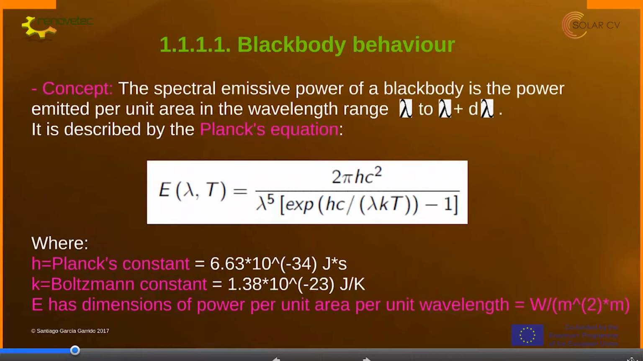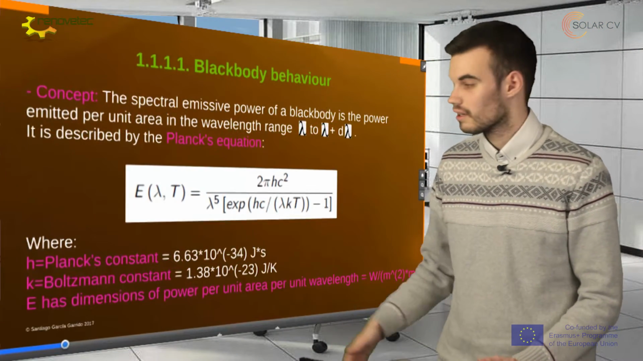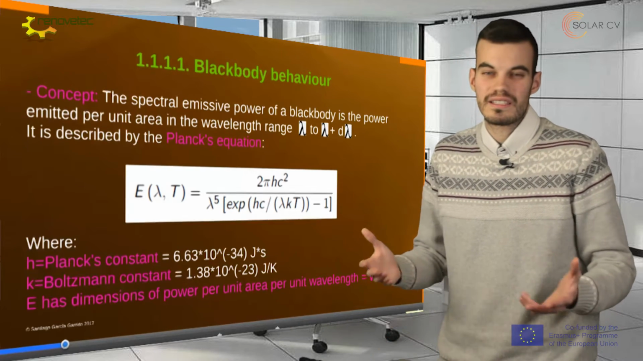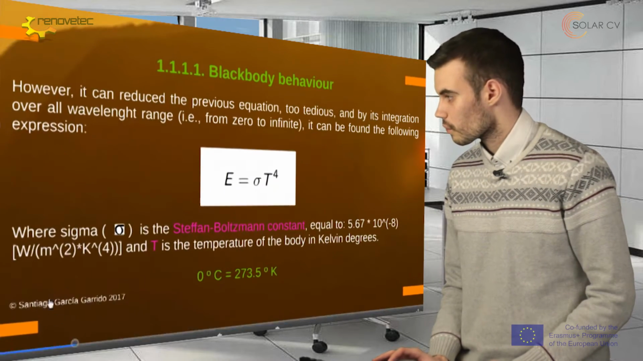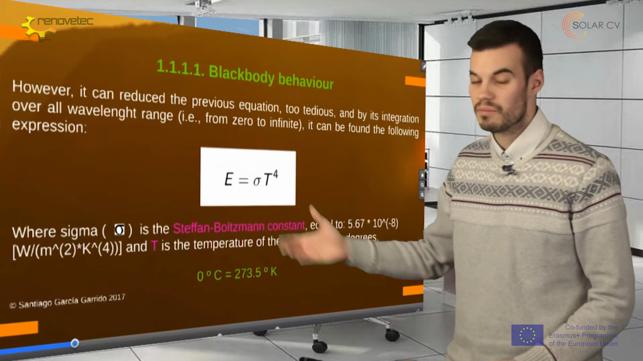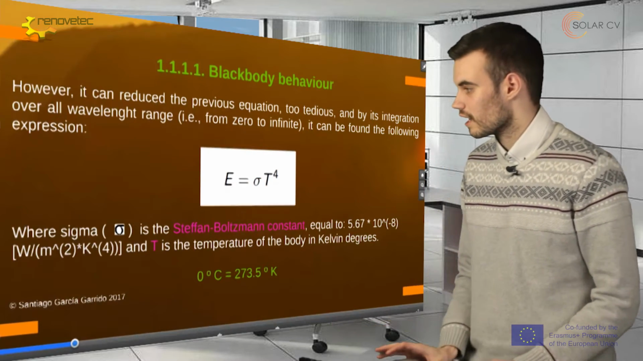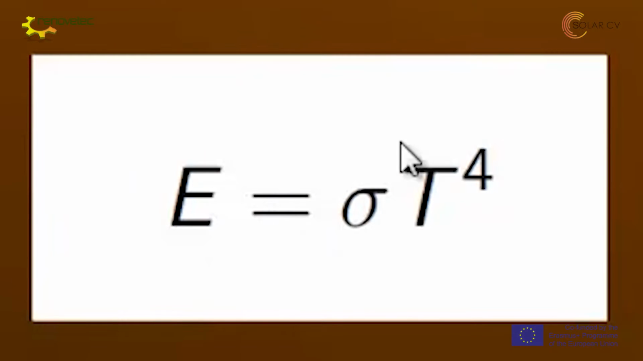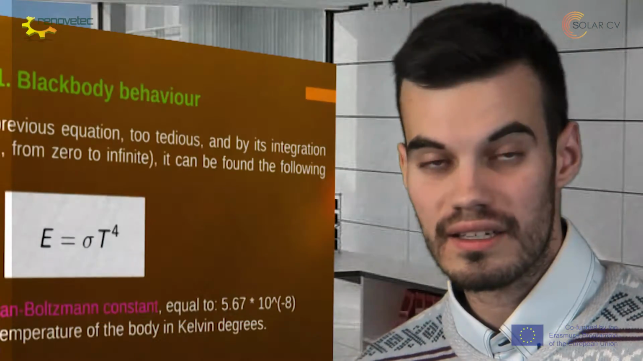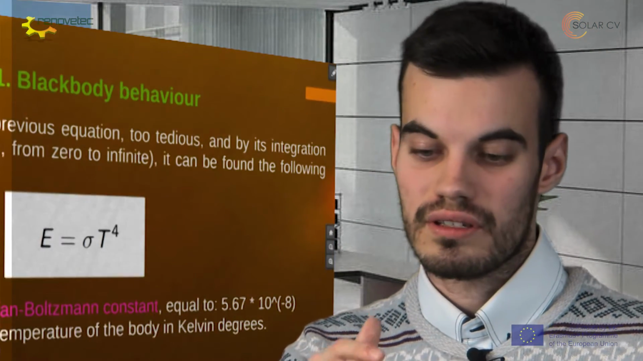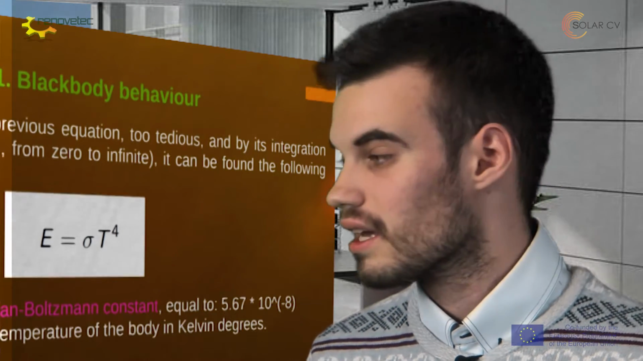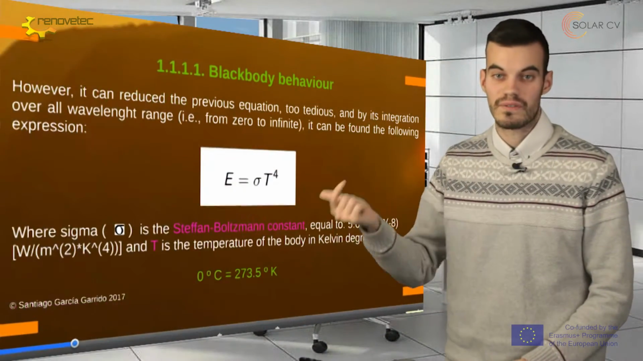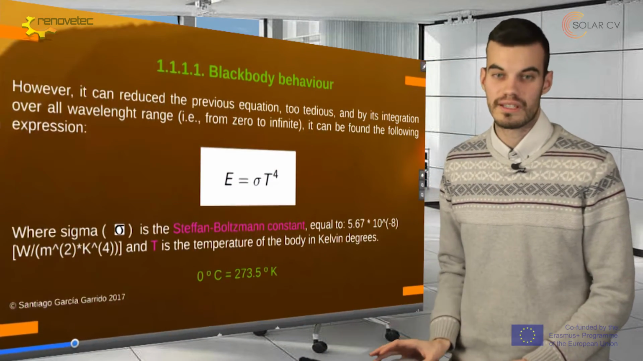So how are we going to consider this black body behavior with Planck's equation? However, it's too tedious and so hard to understand. So we can simplify this equation into the Stefan-Boltzmann equation. It's simpler, and here we can see the energy, the Stefan-Boltzmann constant, and the temperature of the surface, because the star is really very hot inside, the temperature is over 2 million Kelvin degrees. However, we are going to consider the temperature of the surface, which is over 6,000 Kelvin degrees.